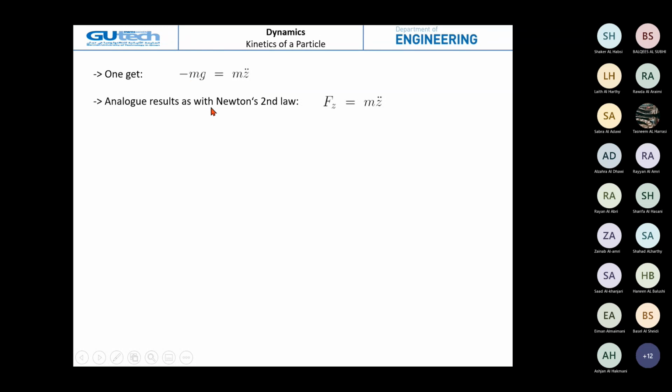And this is an analogous result to Newton's second law that we have seen in the beginning of the third part.